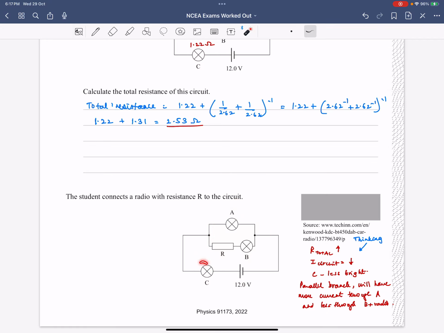So if this one has decreased, the voltage across that is going to increase. Also, when the current comes to this junction, it's going to split into two, but it's not going to be an even split. The current always takes the path of least resistance. That branch has more resistance, so less current is going to go this way and a greater proportion of the current is going that way. So A is going to get brighter.